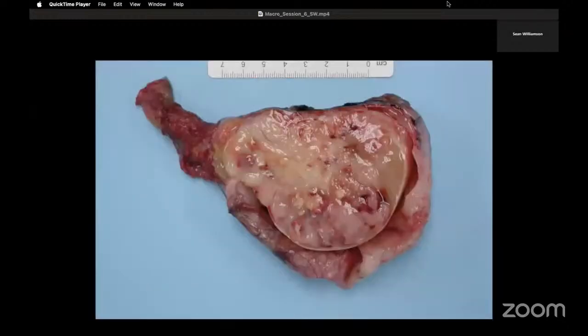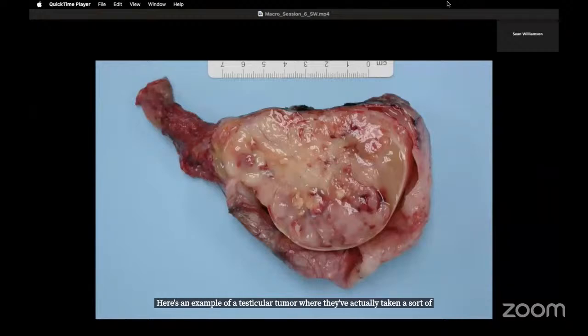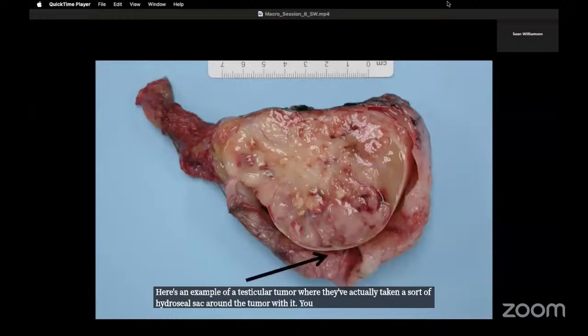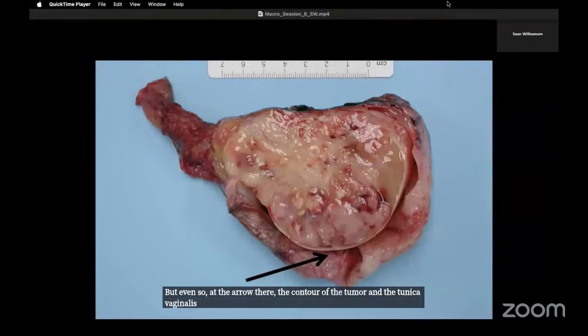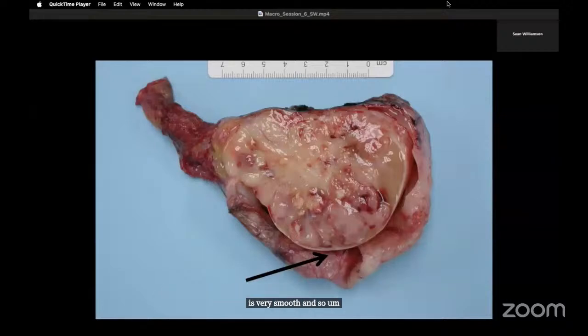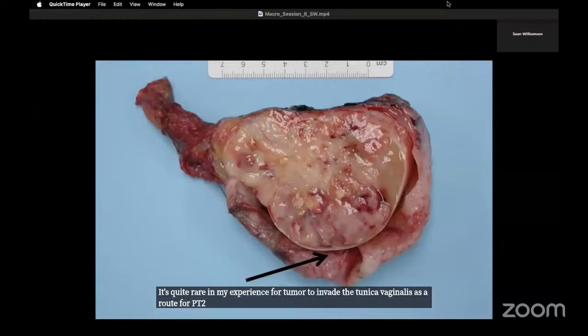Here's an example of a testicular tumor where they've actually taken a sort of hydrocele sac around the tumor with it. You can see this membrane of the tunica around the testis. But even so, at the arrow there, the contour of the tumor and the tunica vaginalis is very smooth. And so it's quite rare in my experience for tumor to invade the tunica vaginalis as a route for pT2 stage. So to me, I would look for a tumor that's basically eroding onto the mesothelial lined surface of the testis to consider it T2 on those grounds. And most of the time it doesn't.